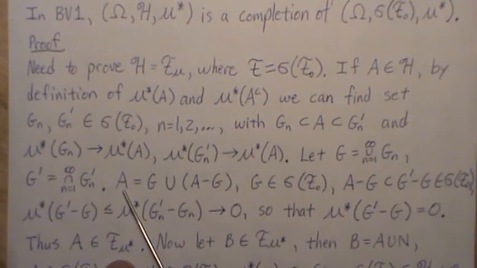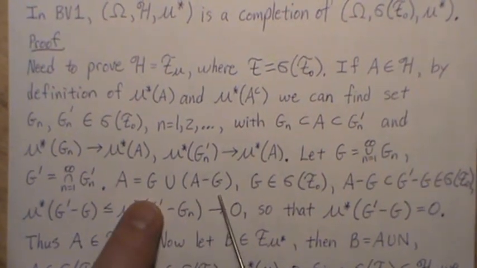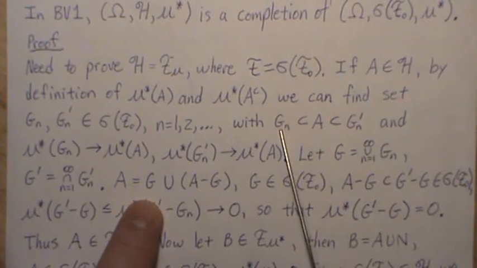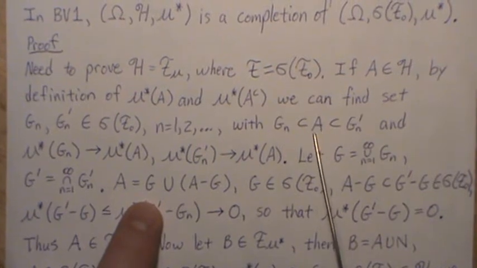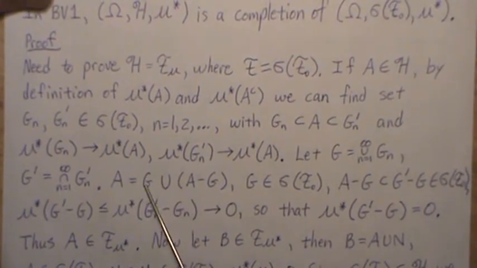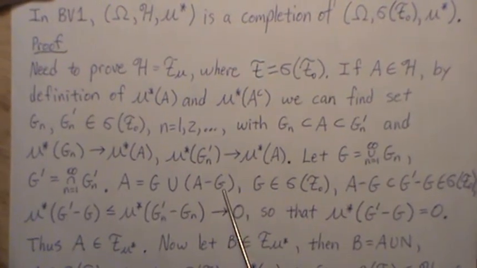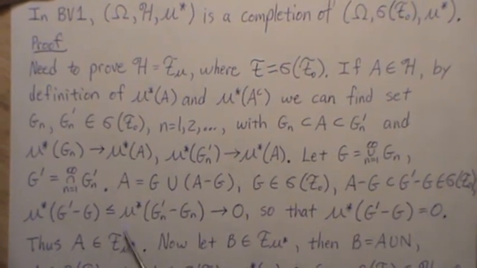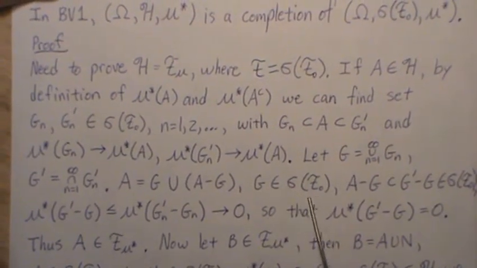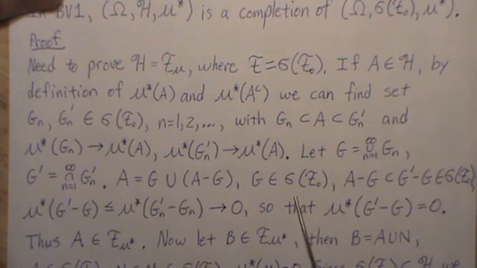So since A can be written as G union A minus G, because G increases to A, G has to be a subset of it. So A can be written like this. It's essentially take out G from A, but then union it back, so that has to be A. G is an element of the sigma field by definition, since sigma fields contain the infinite unions.